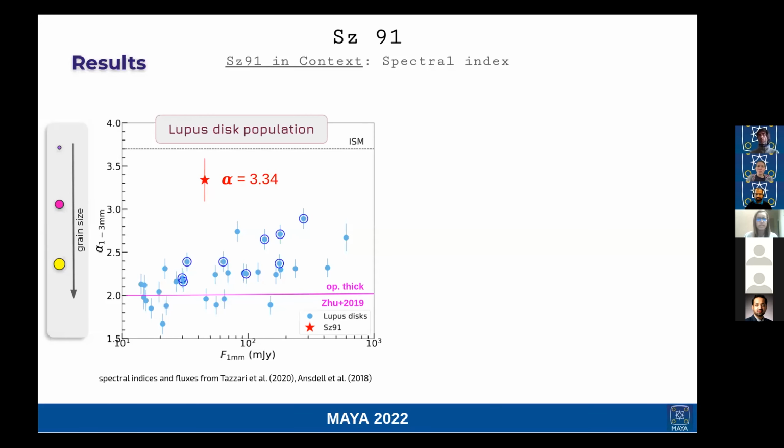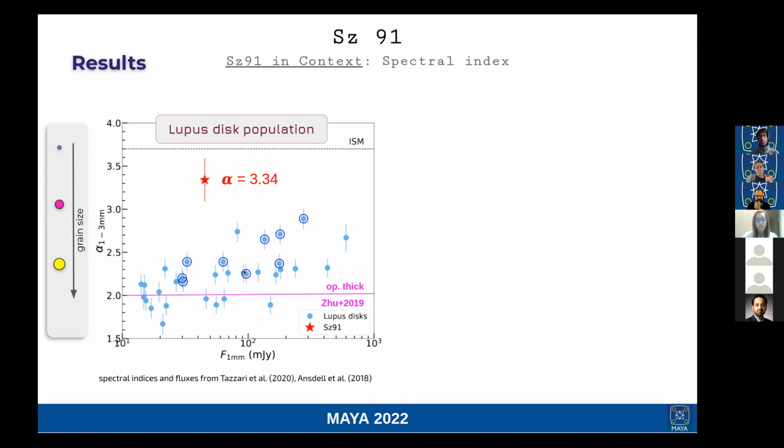Now, putting TRAS-91 in context in the spectral index, we compare the spectral index that we found with the rest of the population in Lupus. You can see here the spectral index at these wavelengths as a function of the flux at 1 millimeter. The spectral index has been widely used to estimate the maximum grain size because it's a proxy for maximum grain size, as you can see here.